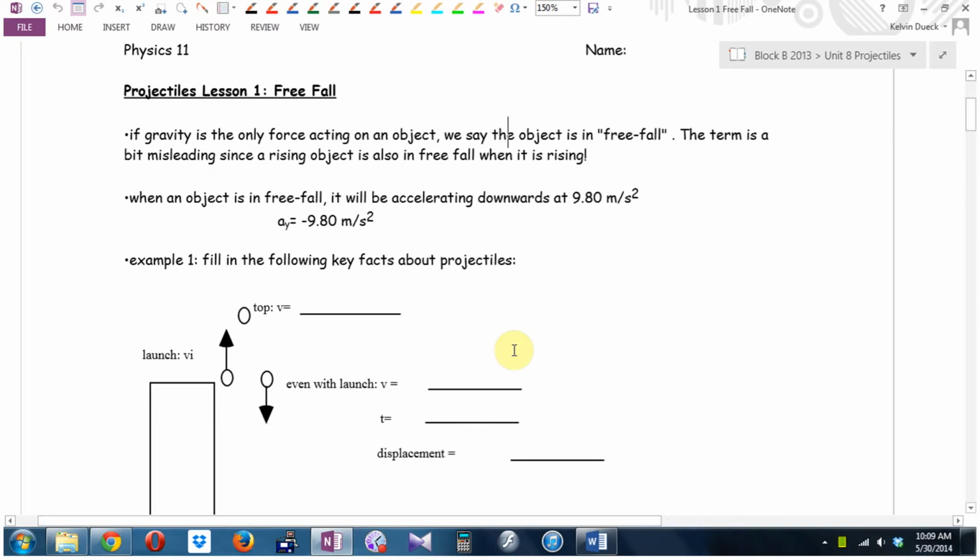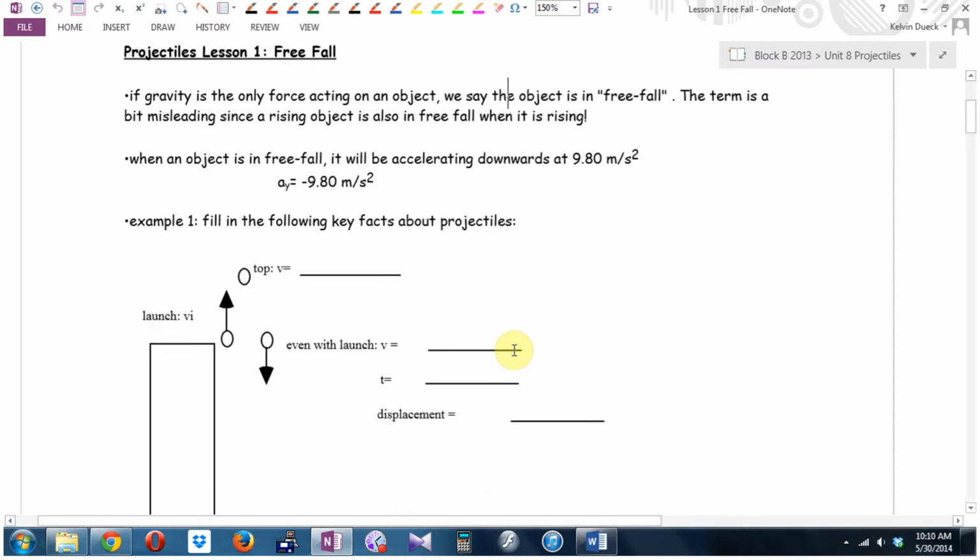If gravity is the only force acting on an object, we say the object is in free fall. We're going to ignore air resistance. I know technically a wadded up piece of paper falls at a different rate from a bowling ball, but in a vacuum, or if we ignore air resistance, or if the shapes are the same shape and pretty aerodynamic, everything falls at the same rate. It's a bit misleading to call it free fall because an object is in free fall even when it's on its way up. It's falling.